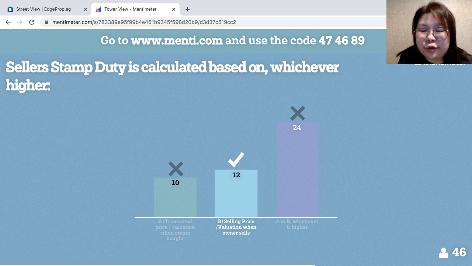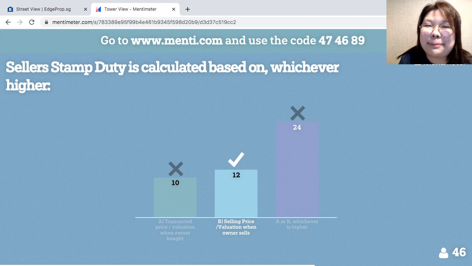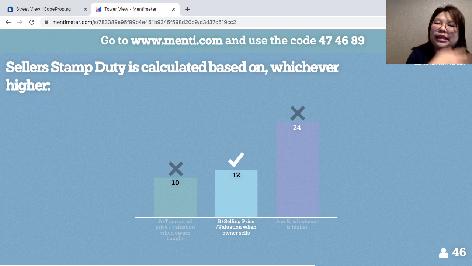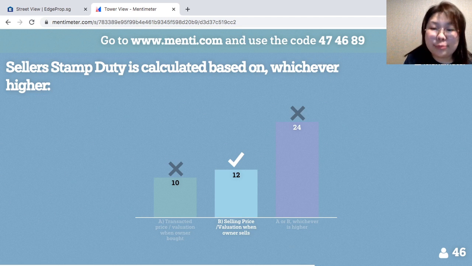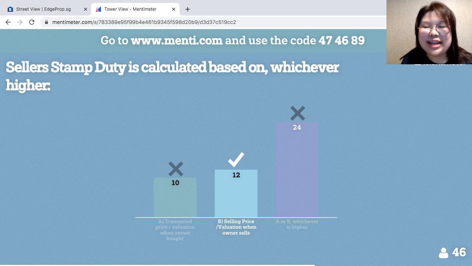Most people chose both. The answer is wrong. It's not both because we are not looking at the price they paid initially. We are only looking at either the final selling price or the valuation, whichever is higher. So the answer is B.